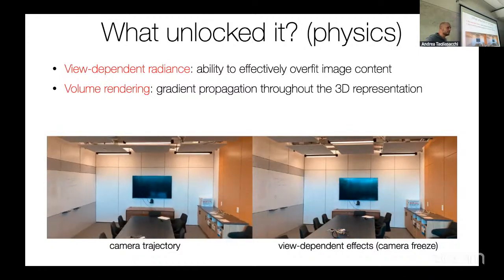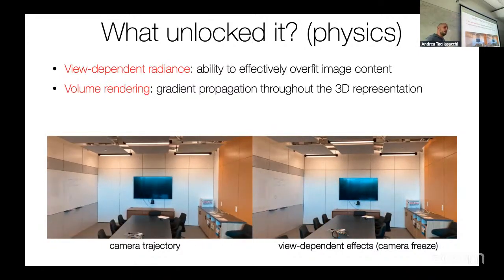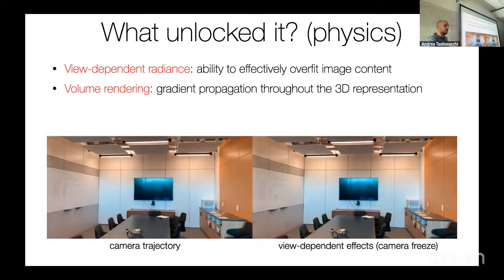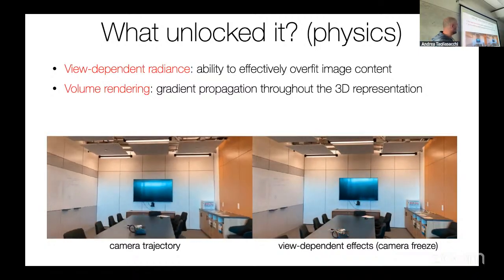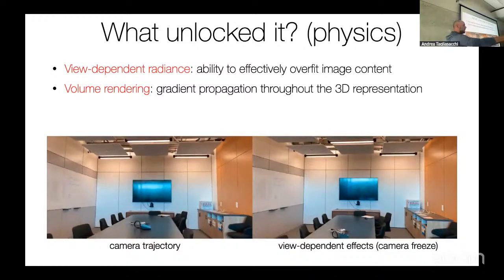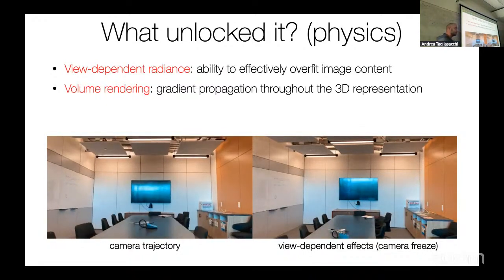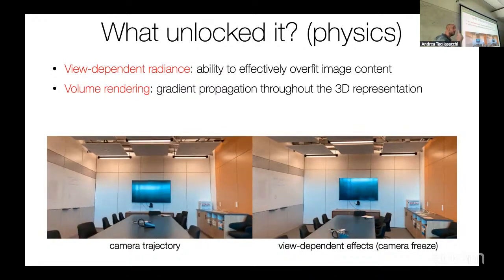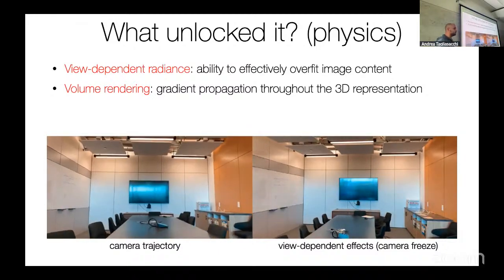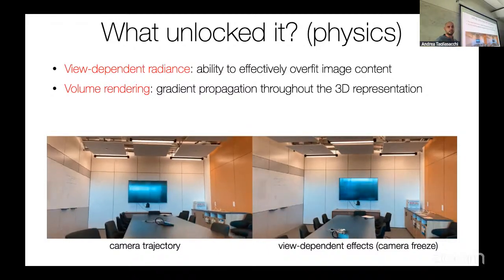And the second bit was employing volume rendering as a way of sending image rendering differences with respect to the ground truth from the pixel all the way within the volume, right? So to be able to backpropagate through the entire working volume with respect to a measurement in screen space.